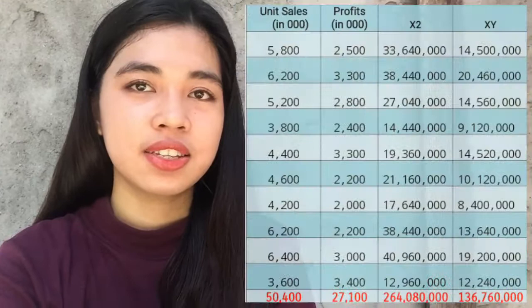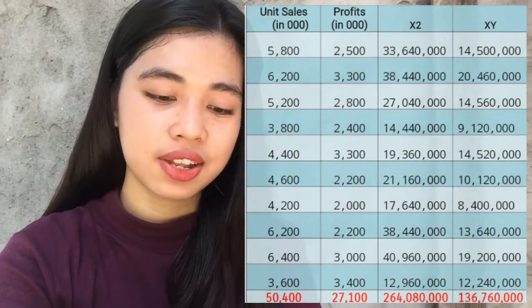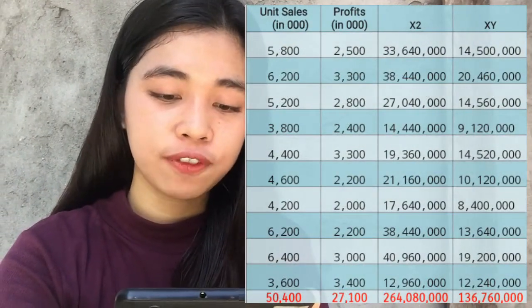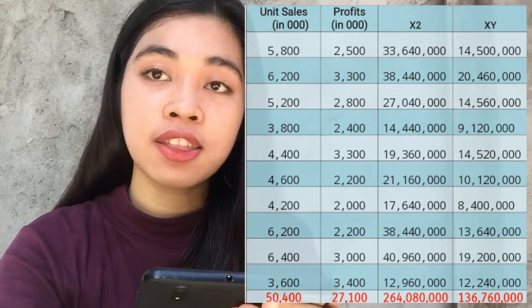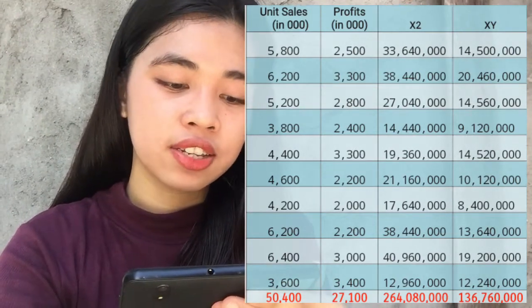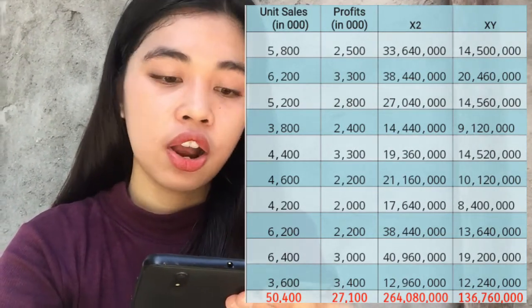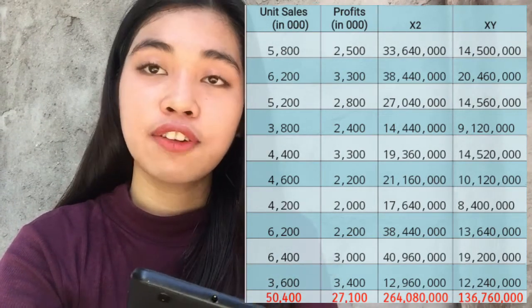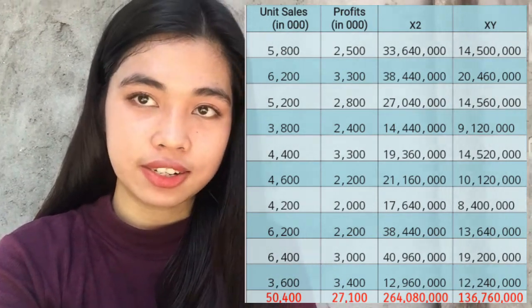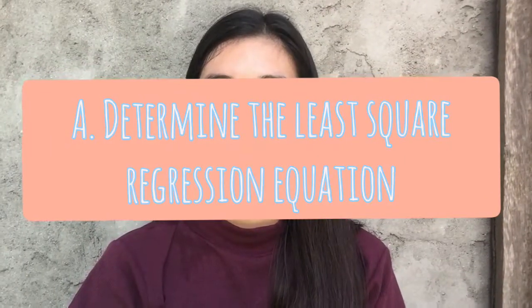For the second task, this is my completed data. As you can see, it shows the amount of unit sales and corresponding profits of AstraZeneca, a distributor of multivitamins and other food supplements for all ages. To get the x squared, we will be using the unit sales, and to get the xy, we will be multiplying the unit sales by profit. The summations are below. Determine the least squares regression equation.